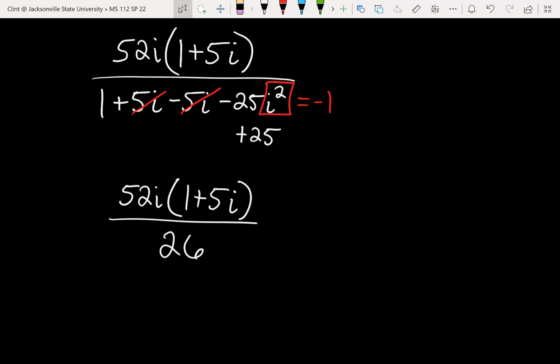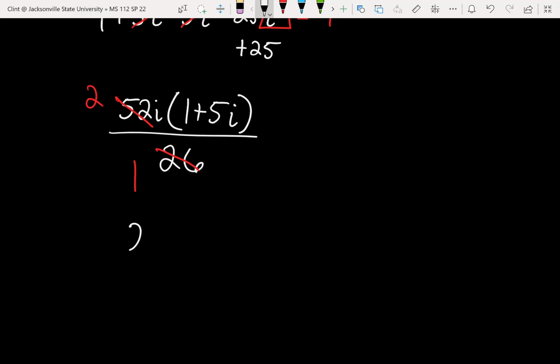On this one, our life does get a little bit easier as far as when we have to go to multiply out, because 26 goes into 52 and it goes into 26. If you don't see that right away, maybe you could say 2 goes into the top and bottom. Get 26 over 13. Maybe you could say 13 goes into both of those. So 26 will go into this twice and into this once. So that leaves us on the top, we've got 2i times 1 plus 5i.